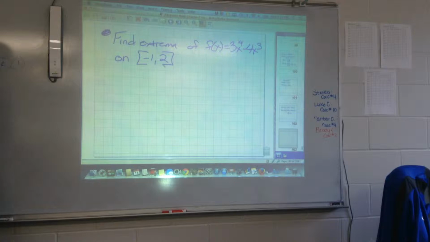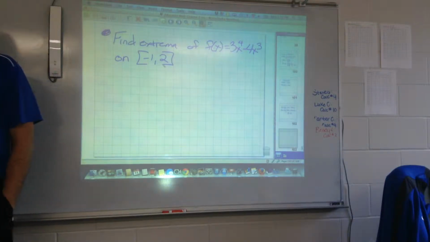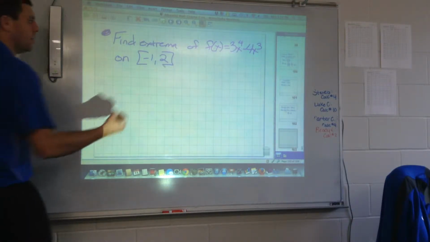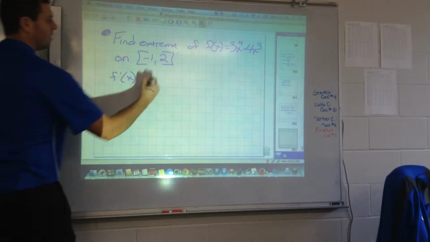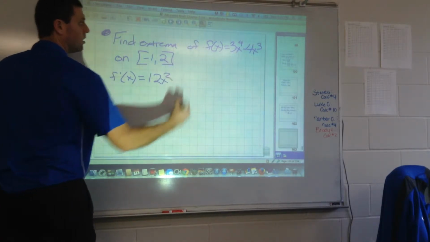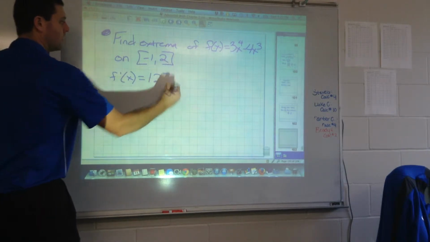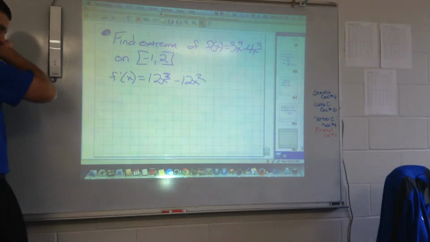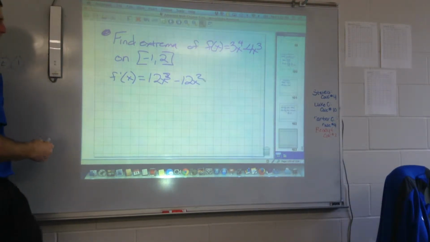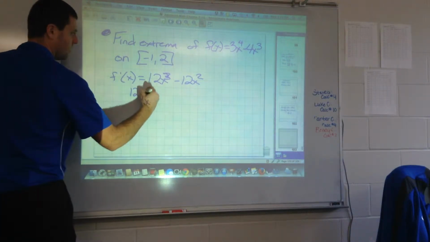So, the first thing I would do is find your critical numbers, just like we've been doing. It's a pretty good idea. So, f prime of x would equal 12x to the third minus 12x squared.